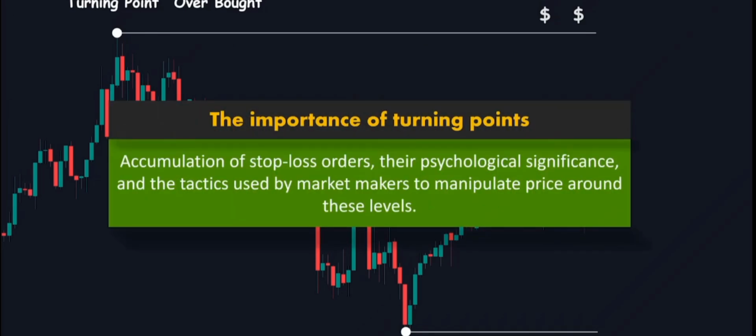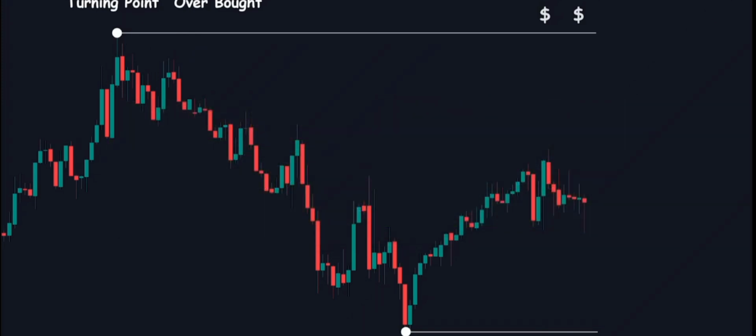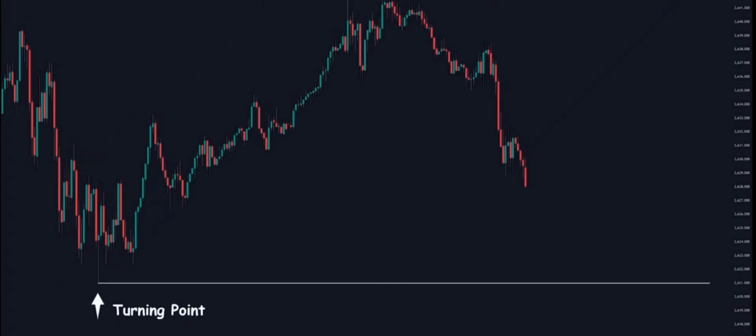The importance of turning points can be summarized in 3 key aspects: the accumulation of stop-loss orders, their psychological significance, and the tactics used by market makers to manipulate price around these levels. To effectively use this concept in trading, start by identifying key turning points. These are areas where the price has reversed sharply in the past and are likely to hold clusters of stop-loss orders or pending orders. Next, wait for a liquidity grab below the turning point.